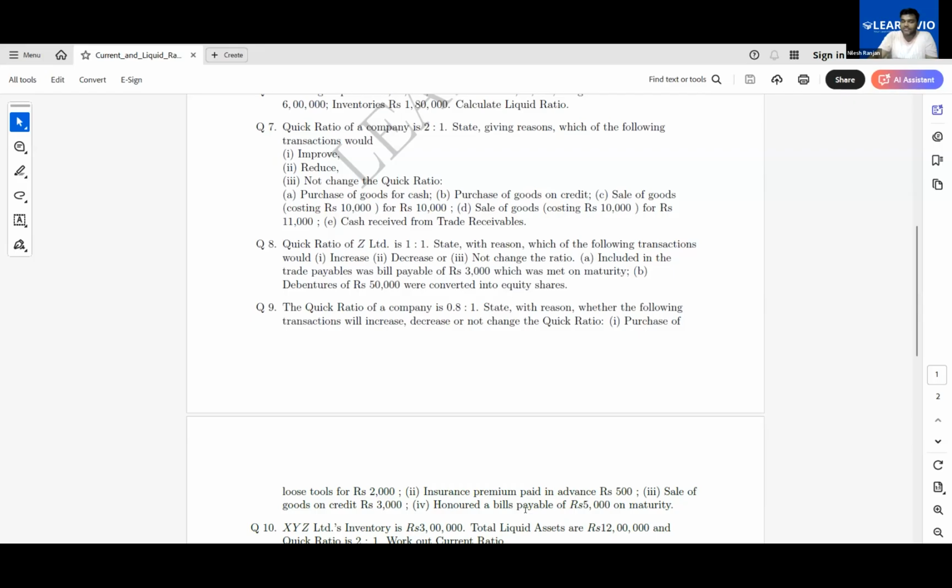But here the answer will be different. In that case, the answer was different. Here, the answer will be different. The impact is the same. There will be 5,000 decrease in bills payable, and there will be 5,000 decrease in current assets, liquid assets also. But the answer will change.